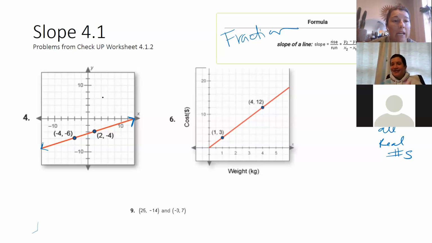All right, here we go. Let's find the slope of number 4. Who wants to do 4? Who wants to do 6? Okay, Malachi just claimed 6. All right, go ahead and show your work. How are you going to find the rise and how are you going to find the run for your slopes? Go ahead and make those slides messy with your work.